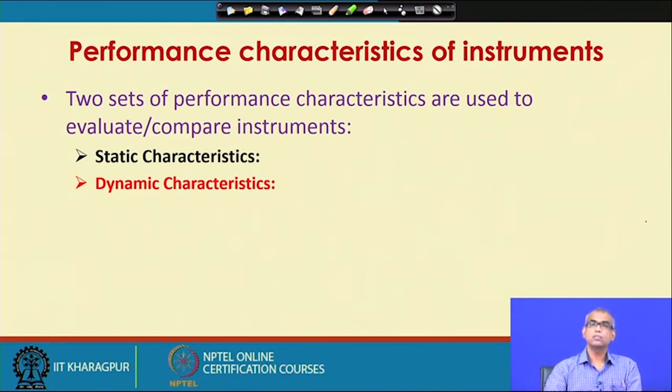Static means the medium is stationary. So, the quantity you are measuring does not change with time. The medium is stationary, the environment is stationary. The word dynamic means that the quantity I am going to measure is rapidly varying with time. So, there are two sets of characteristics: static characteristics intended for static environment, and dynamic characteristics intended for dynamic environment.